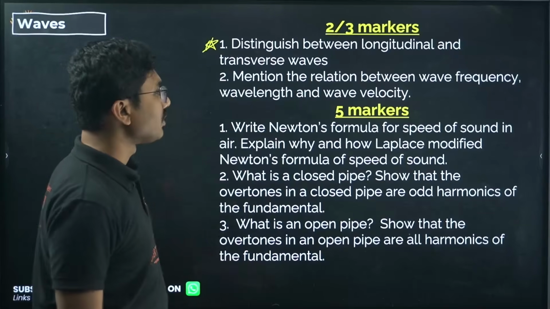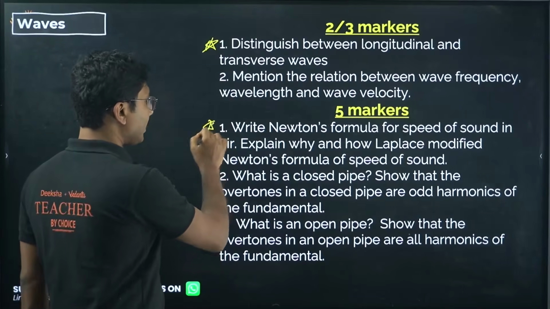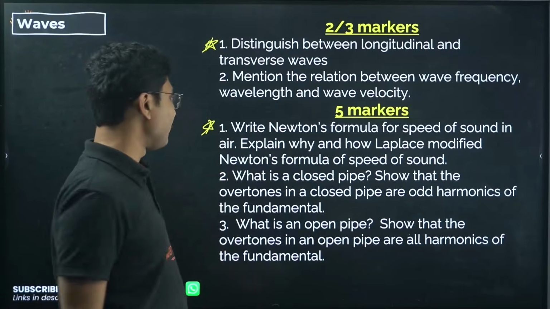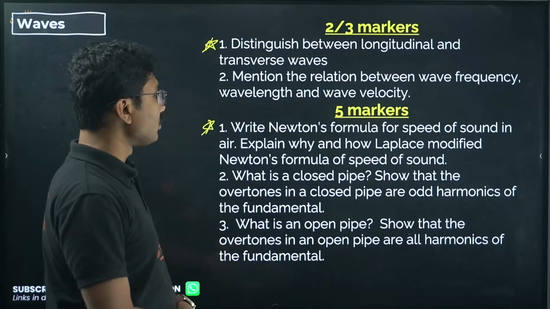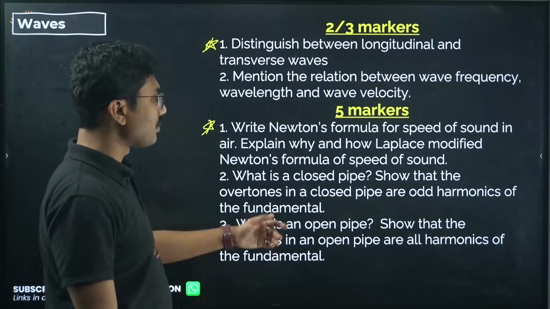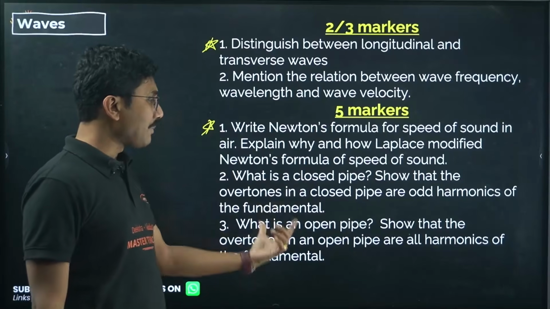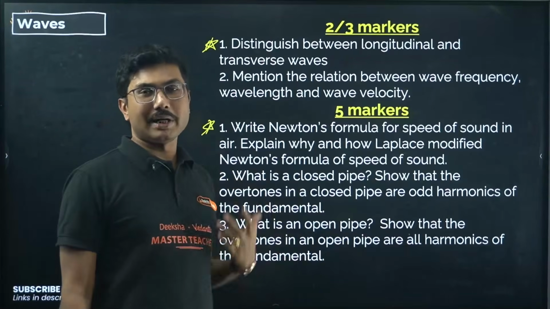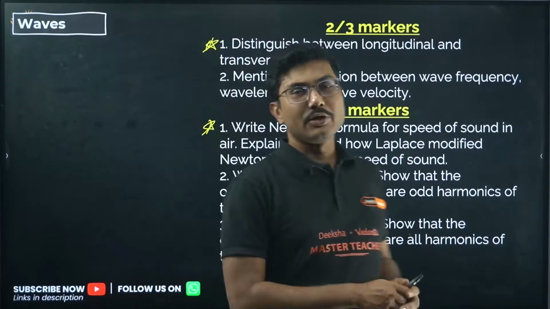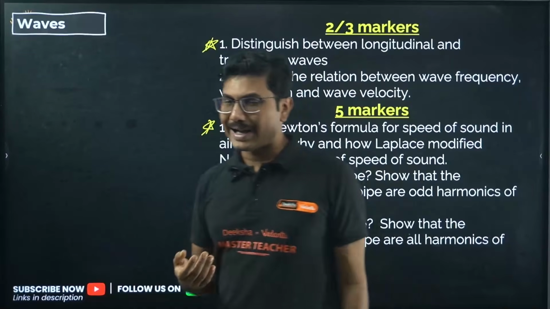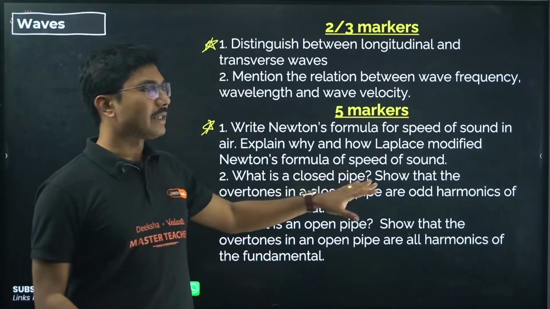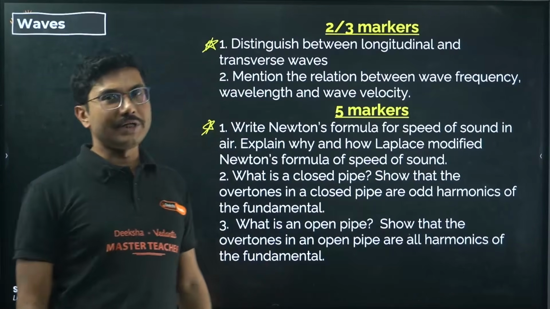Write Newton's formula for speed of sound. Very, very important question. Explain why and how Laplace modified Newton's formula. What is a closed pipe? Show that the overtones in a closed pipe are odd harmonics. Closed pipe and open pipe, either of them might come, but they are tricky. If you have done this, you should prepare both of them. If you have not practiced them, you can skip these two, but they are important in my opinion as well.